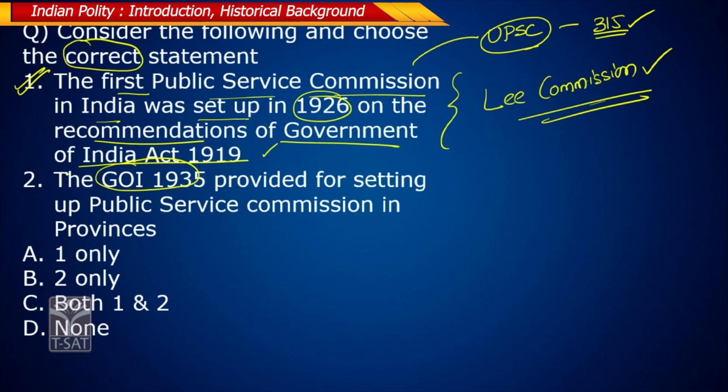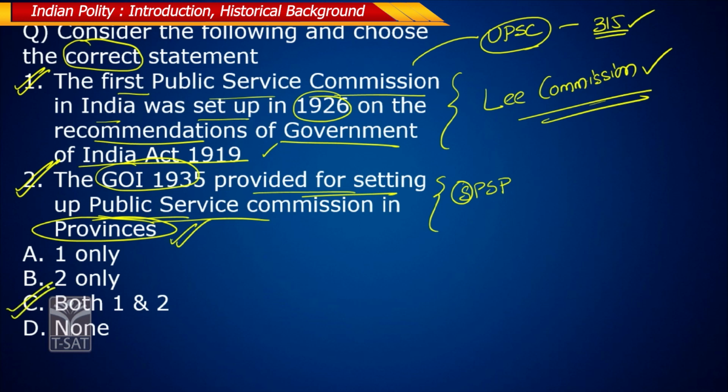The Government of India Act 1935 provided for setting up Public Service Commissions in the provinces. This is talking about the State Public Service Commission. Today it is called state, but in the British area they were called provinces. So even this is correct. Answer is C. Don't think it is an easy question. Even today in the Indian Constitution, the State Public Service Commission is discussed in Article 315.